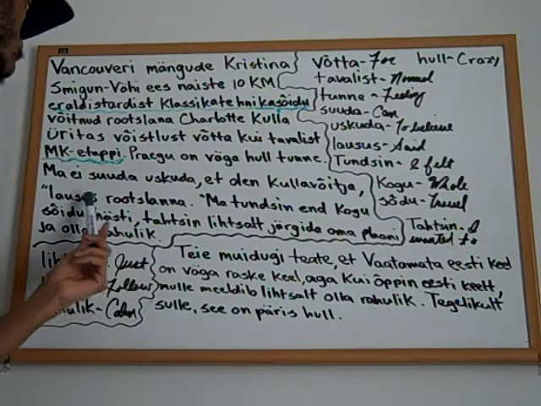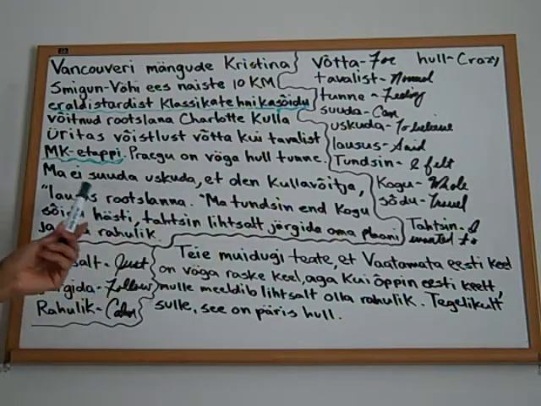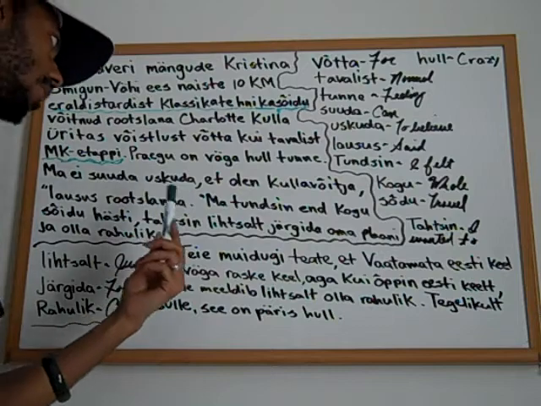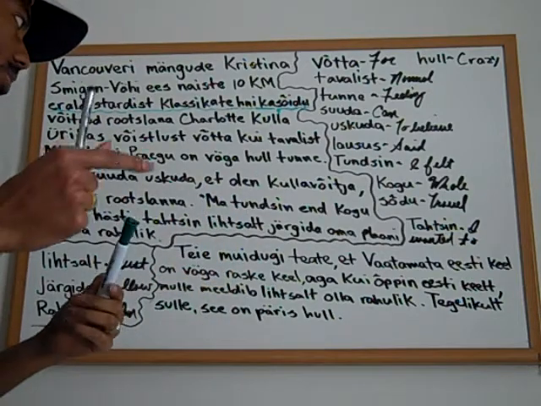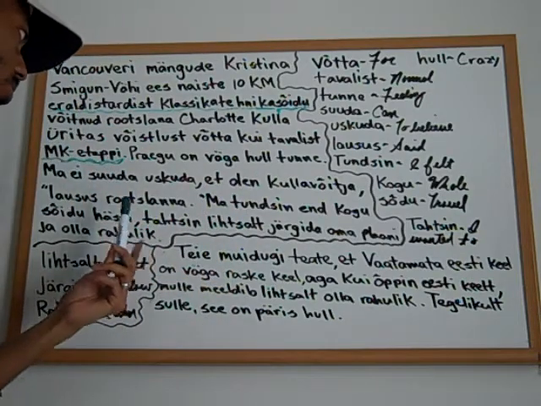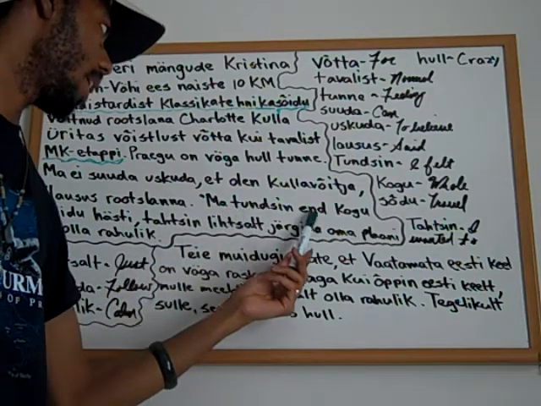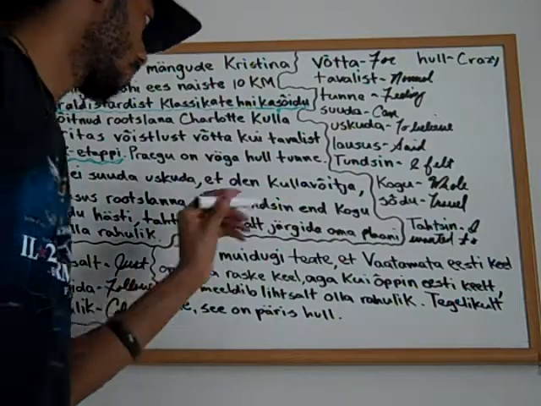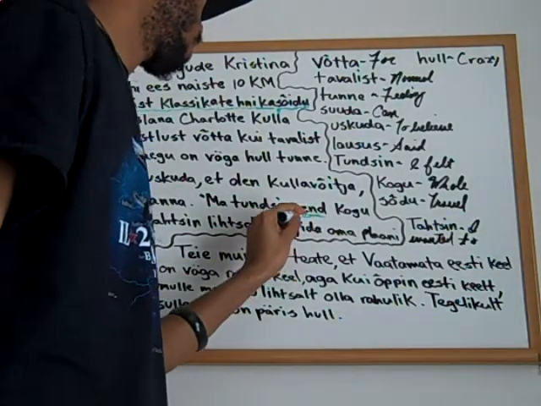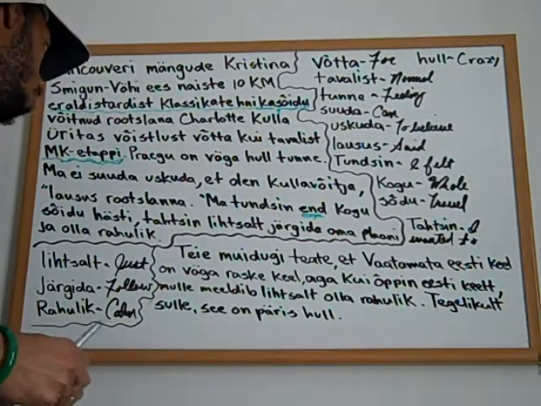Lausus rotlana. So lausus is said. So I can't believe that I won the medal, said the rotlana in the quote. So lausus is said, it's in the quote. Then here it says ma tunsin end. I'm not sure what end is here, I have to find out what that is. Ma tunsin end kogu soidu.